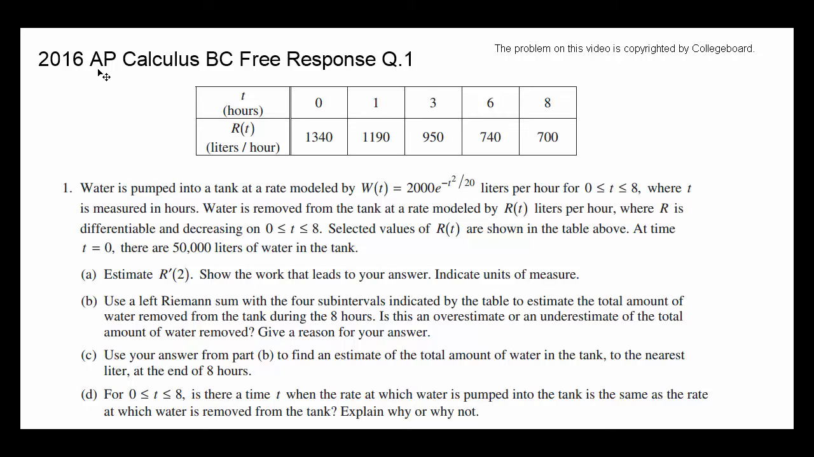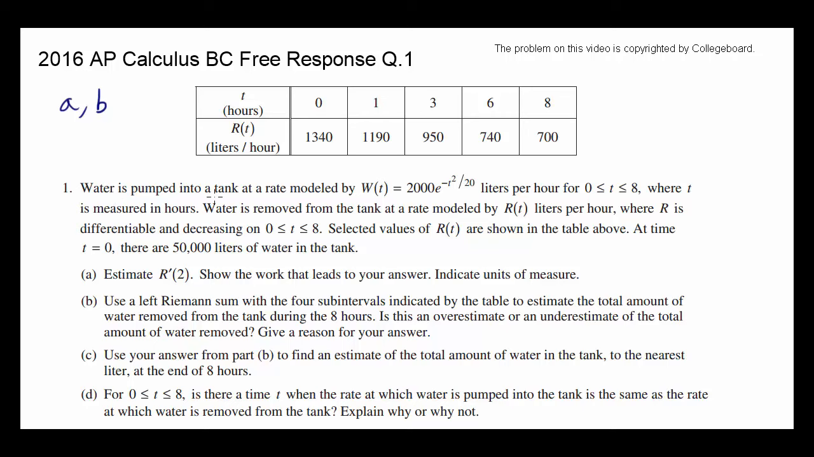This is 2016 AP Calculus BC Free Response Question 1. In this video, I will show you how to solve Part A and Part B. In this case, we have 4 parts. I'm going to have another video for Part C and D. Let's look at the question.